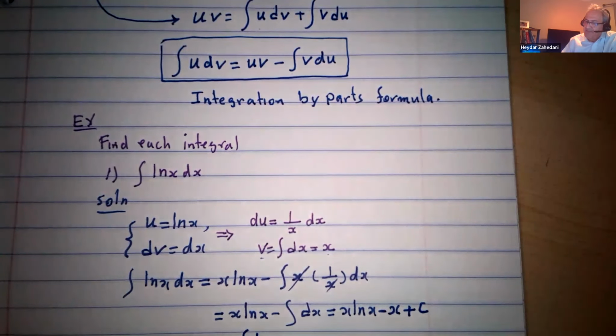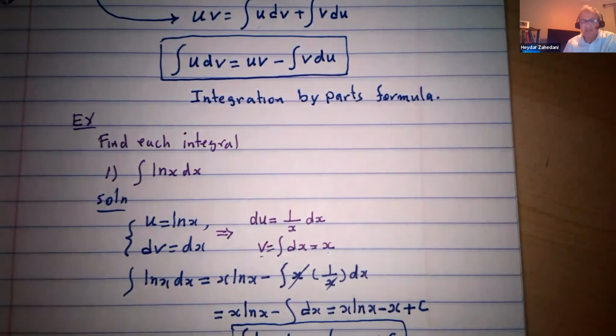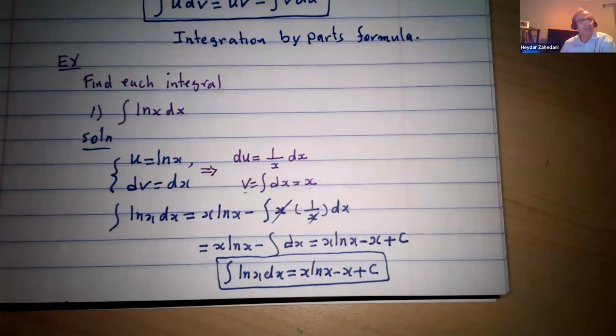So the integral of ln x dx is equal to what? x ln x minus x plus c. A very popular formula for integration. Okay, so that gives you the integral of ln x dx. You have no other method. There is a method at the end of the course that we can apply to estimate this integral, but this is the only method for taking the integral of ln x dx.